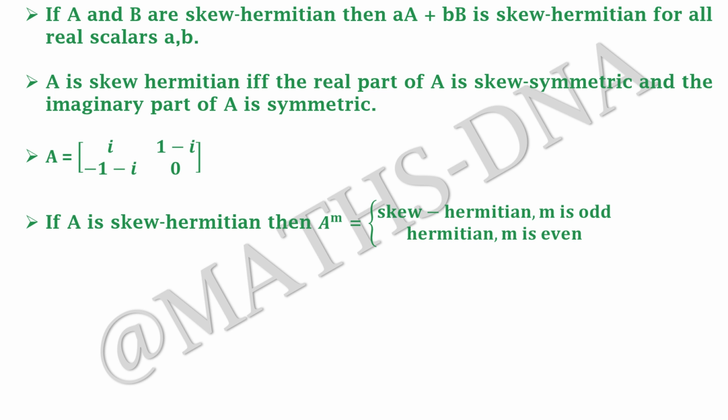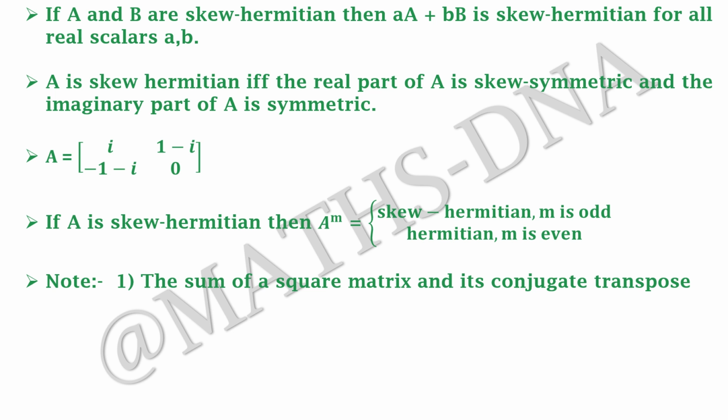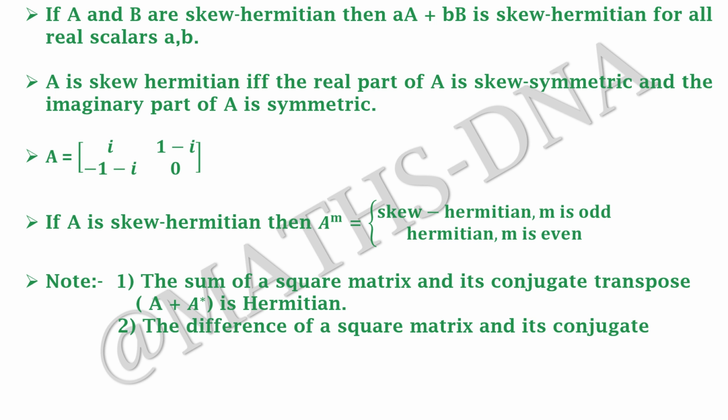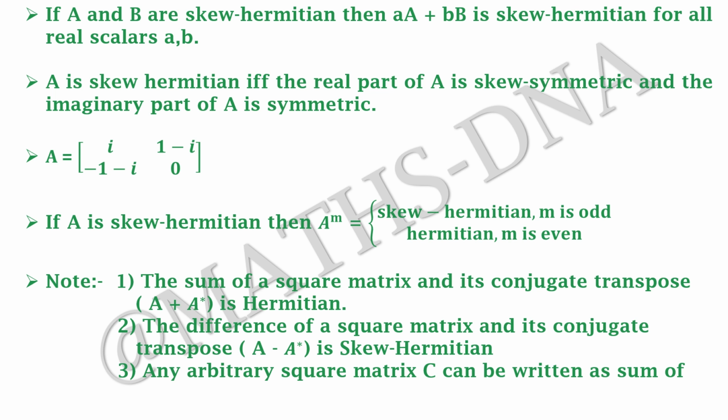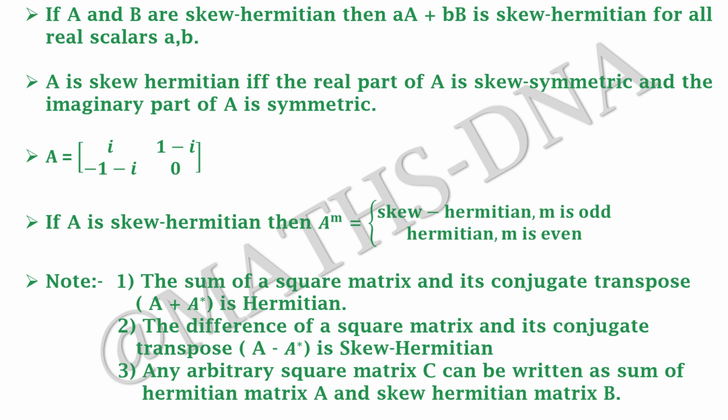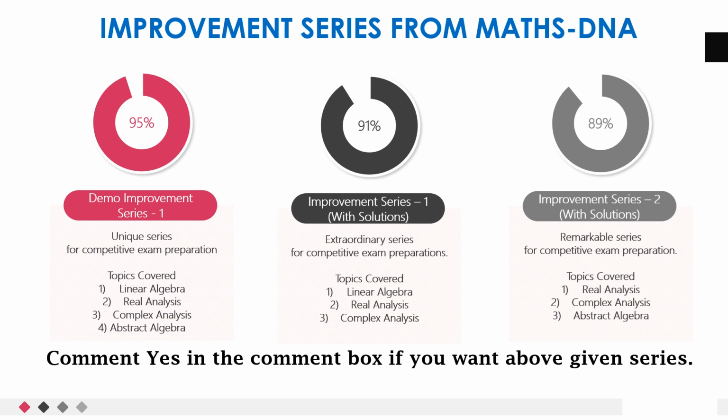Moving on, if A is a skew-Hermitian matrix, then A raised to m is skew-Hermitian if m is odd, and Hermitian if m is even. Now there are three notes to be taken. First, the sum of a square matrix and its conjugate transpose, that is A plus A star, is always Hermitian. Second, the difference of a square matrix and its conjugate transpose, that is A minus A star, is skew-Hermitian. And third, any arbitrary square matrix C can be written as the sum of a Hermitian matrix A and a skew-Hermitian matrix B.